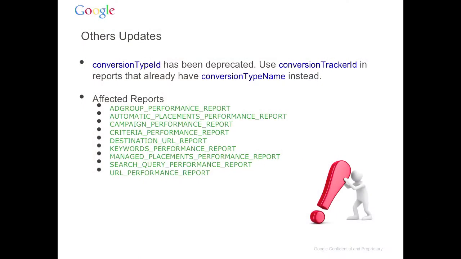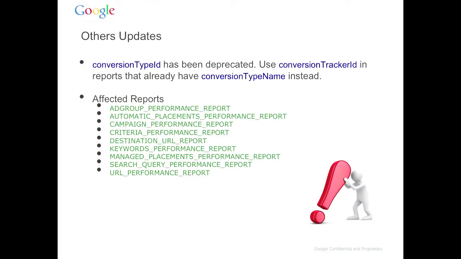Another update. As I briefly mentioned, we are deprecating the conversion type ID, and that's a good thing. Why is it a good thing? Because this ID used not to be an ID. For those of you who are familiar with using it or not, even though we published it as a conversion type ID, we were reporting names in it. So what you got there was the name of the conversion tracker, better known as the JavaScript tag that you put on your site.